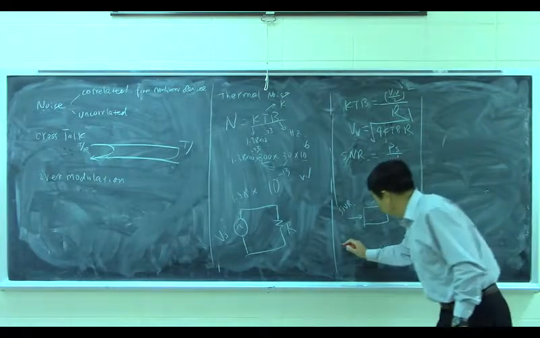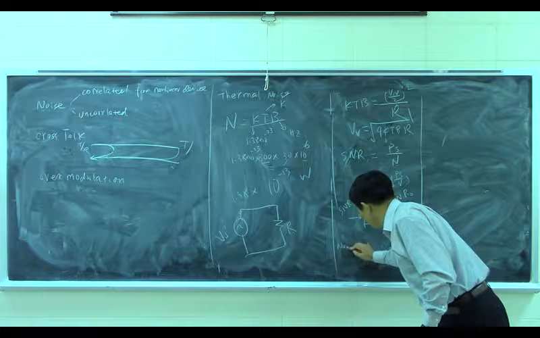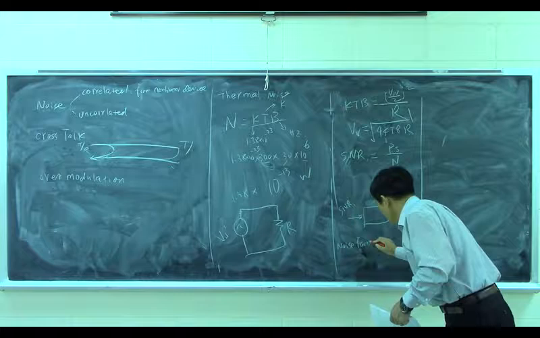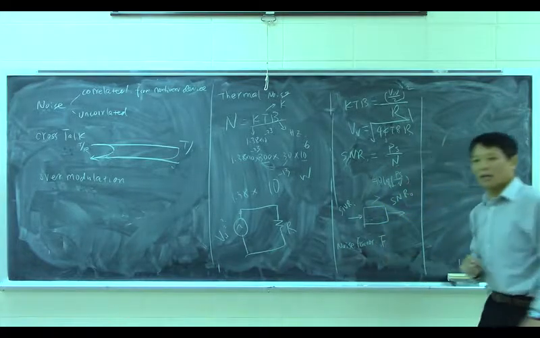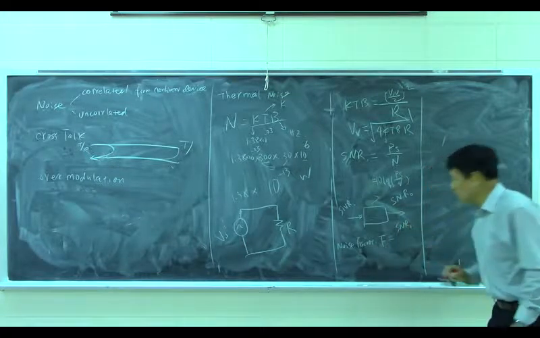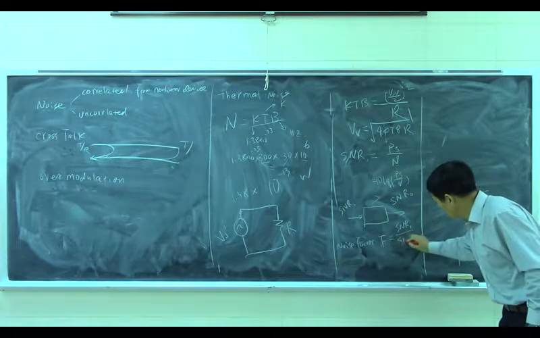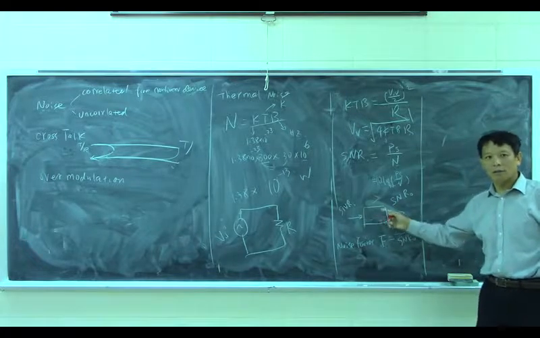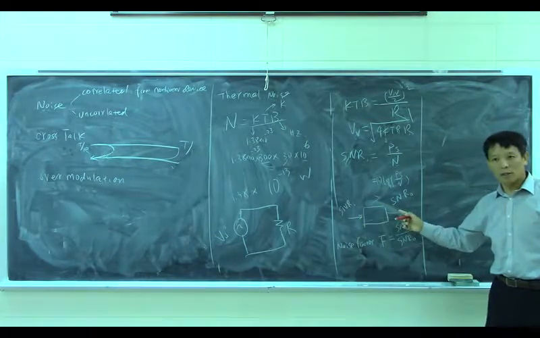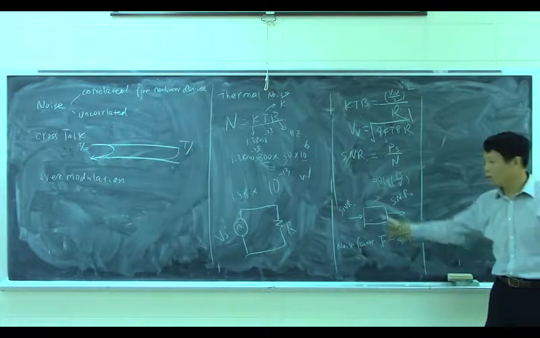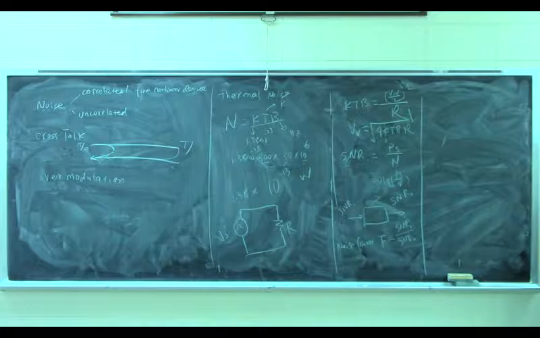And we have a definition. It's called noise factor. Noise factor, represented by F, is defined by the signal to noise ratio at the input divided by the signal to noise ratio at the output. So input and output both have signal to noise ratios, and the ratio of these two, input to output, equals the noise factor F.